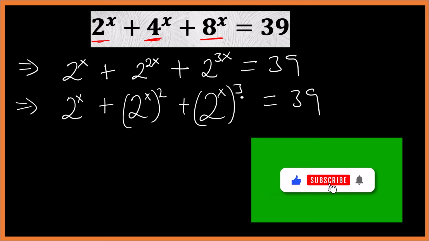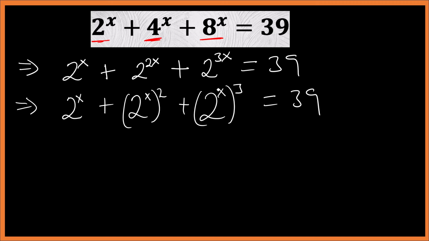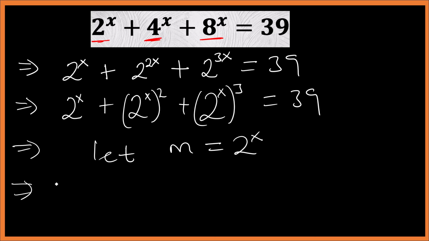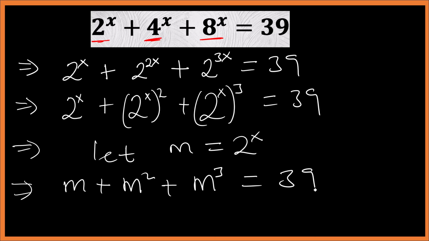Remember that we can still go back to this after we multiply the 2. Now the next thing is to remove the 2 to the power x since they are common. So let m be 2 to the power x. So let's introduce m here. Where you see 2 to the power x, you put m there. m plus m squared plus m cubed equals 39.